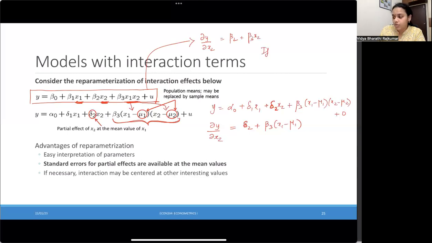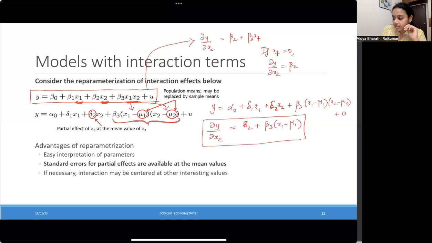So if x1 were equal to 0, dou y by dou x2 would be equal to just beta 2. So this was where the square foot is 0, the change in price by change in rooms will be beta 2. Well, now we have reparameterized. So dou y by dou x2 is given by this expression.